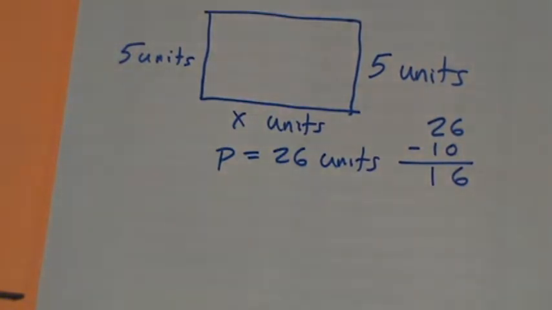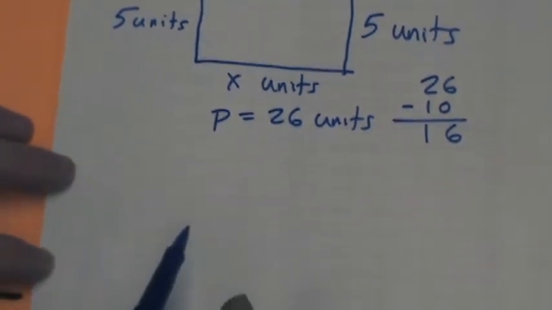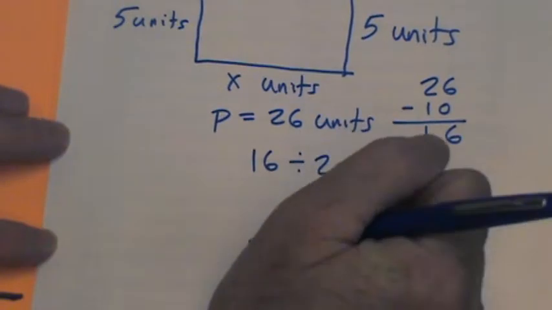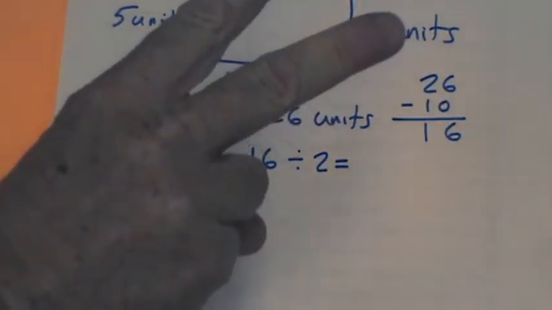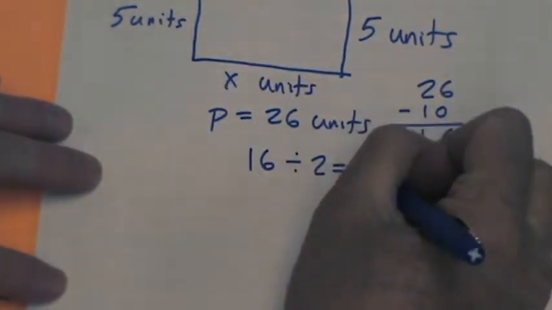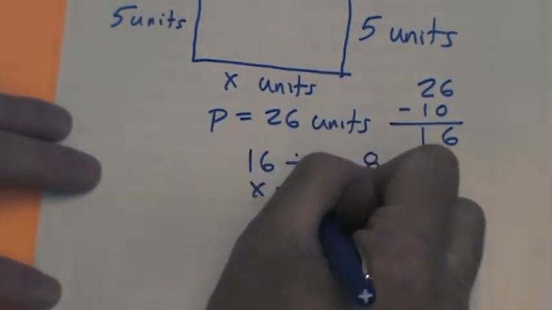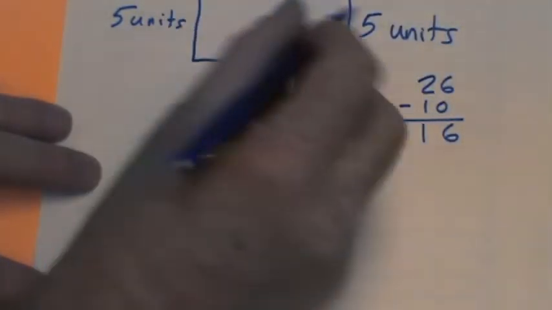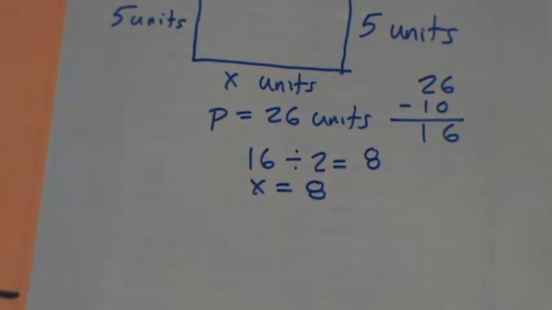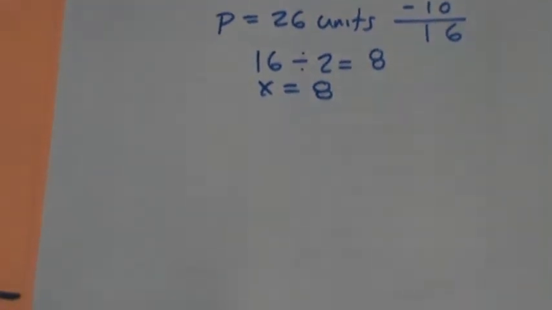26 minus 10 is 16. So then I know that both of these sides, when equal, must equal 16. So the way we determine this is I do 16 divided by 2. What will that equal? Let's find out. 2, 4, 6, 8, 10, 12, 14, 16. It's 8. So in this sense, we would say X equals 8. So I could say it would be 5, 10, 18, 26. 26 units. Perfect.